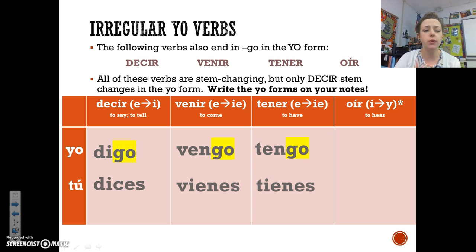Now, oír is super irregular, and I'm gonna walk you through the entire chart in just a moment, okay? But the yo form of oír is oigo, okay? I've left the i in there, and I add go on the end. And then the tú form is oyes. So I also leave the i in the tú form, but I have to stem change it to a y.